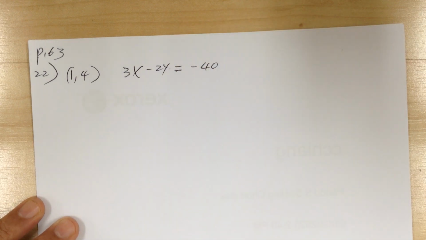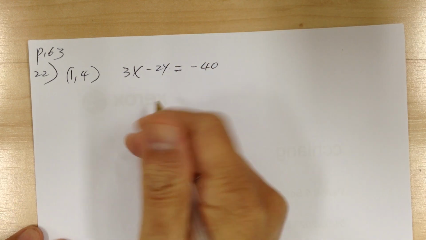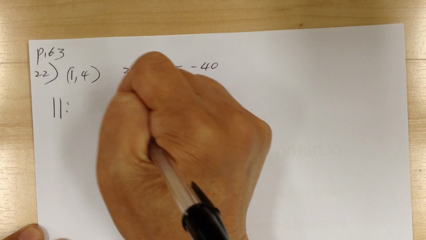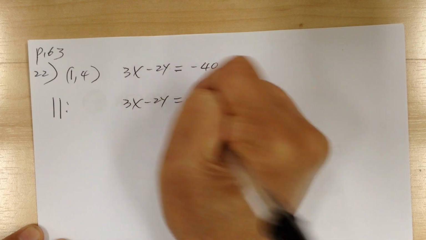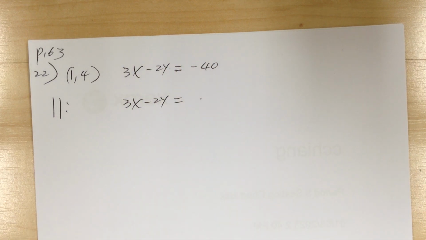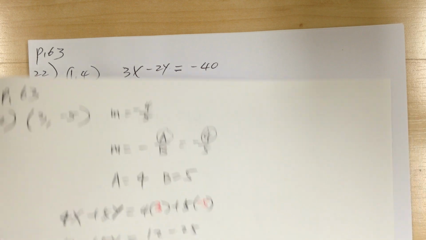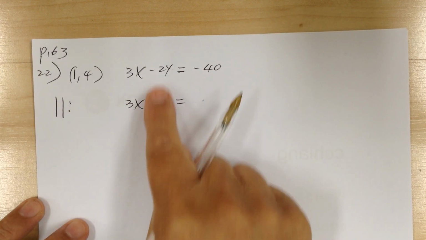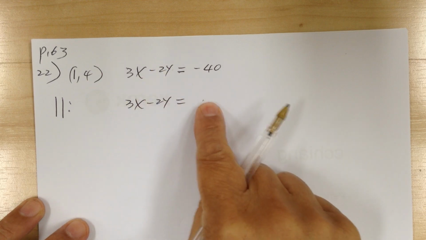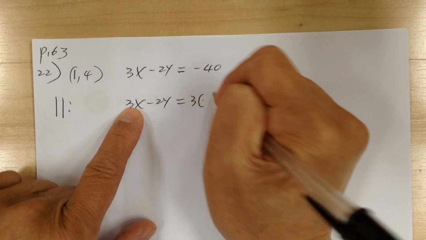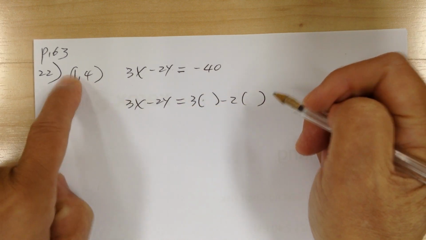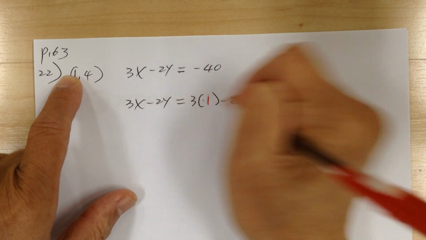Okay, so first let's do the parallel. For the parallel, if you're going to be parallel to that, you will have the same slope. So you're going to have 3x minus 2y equal to a number. We're going to use this technique. So the parallel line will have this kind of form, and to get this number, you need 3 times parentheses minus 2 times parentheses, and you want this line to go through this point. So you have to put this point in here.